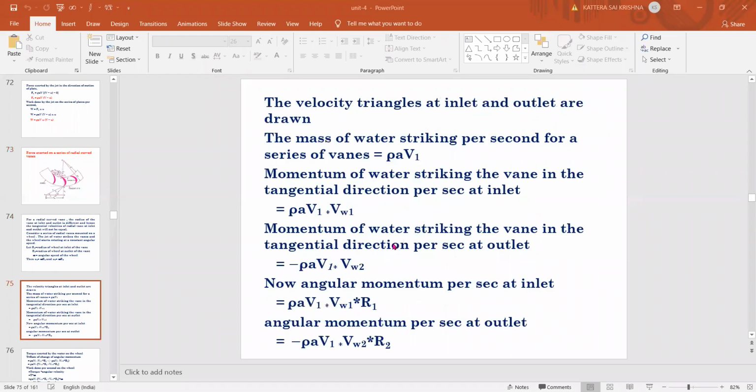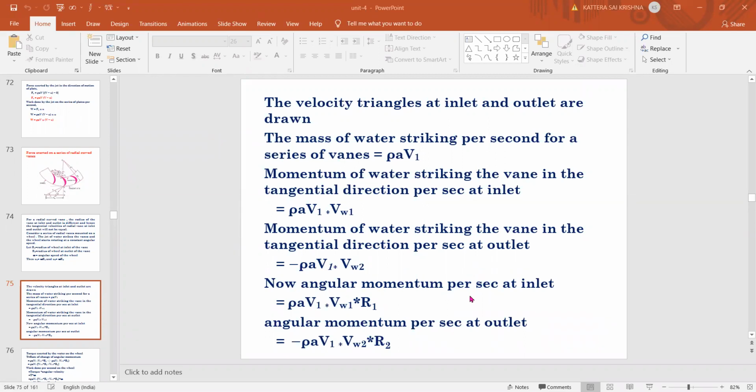So we need to take minus VW2 as the velocity at the outlet. Tangential velocity at the outlet is minus VW2, right? So this is just the momentum we have taken. Now we are going to take angular momentum because the whole thing is moving in a circular manner. To get that, we need to multiply the momentum by the radius, right? Momentum into radius will give you the angular momentum.